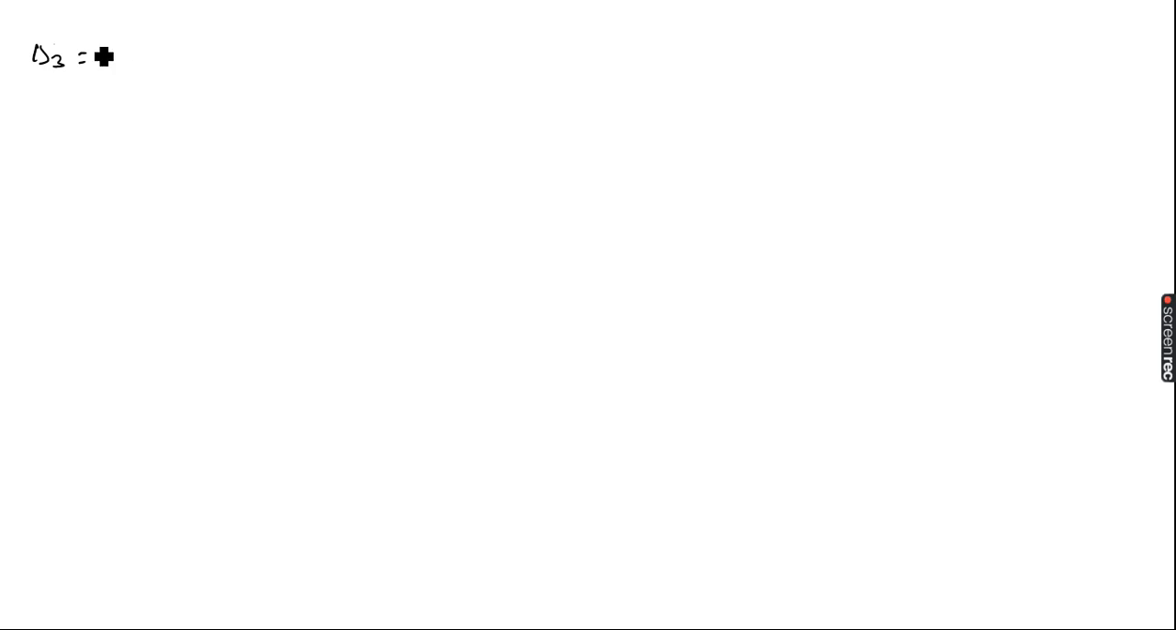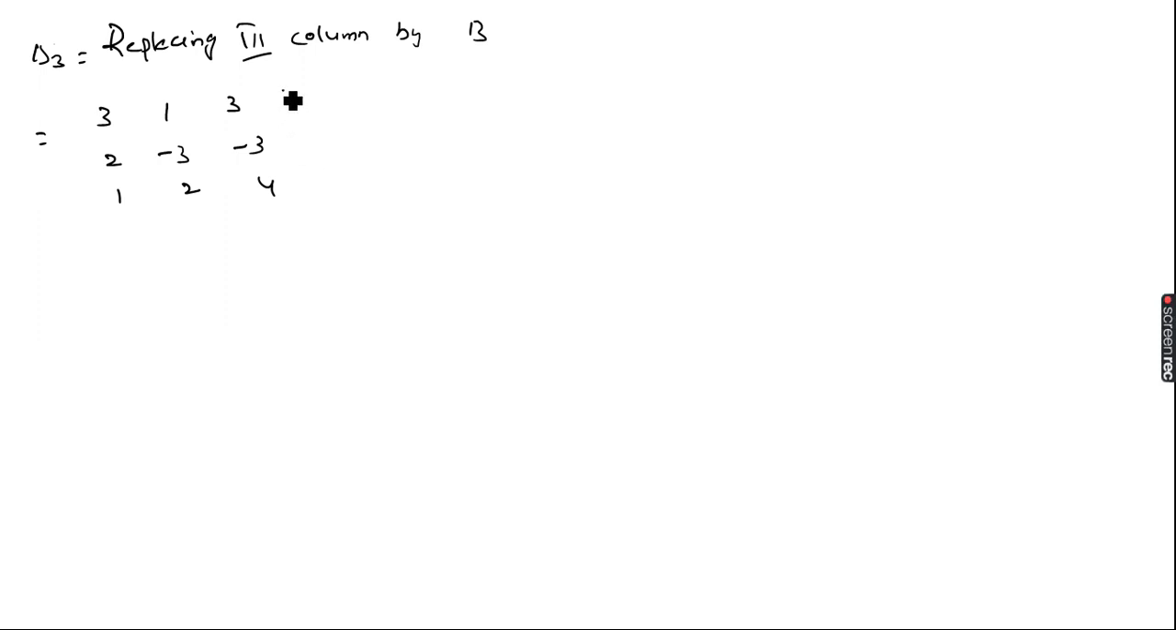Delta 3 is nothing but replacing the third column by B. So we get, written as a first column 3, 2, 1. Second column 1, minus 3, 2. And the third column? What is the third column here? That is 2 minus 1, 1 can be replaced by 3, minus 3, 4.